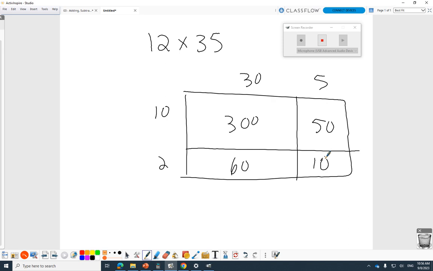Get focused. If we divide this into 2 numbers, and this into 2 numbers, we can do distribution, except it's double distribution. The 10 has to multiply by the 30 and by the 5. The 2 has to multiply by the 30 and the 5. And then add them all up. That's what's going on here.